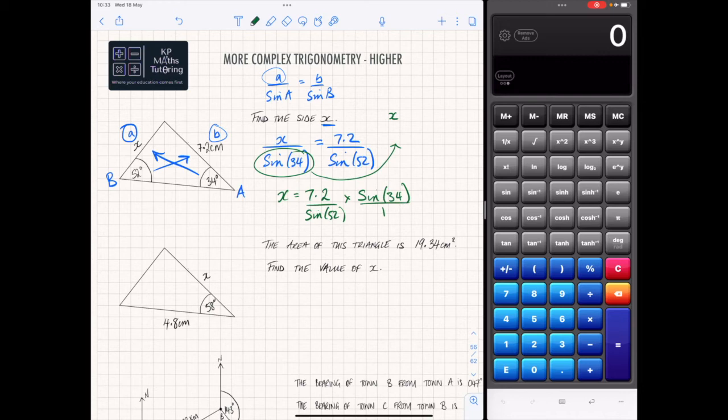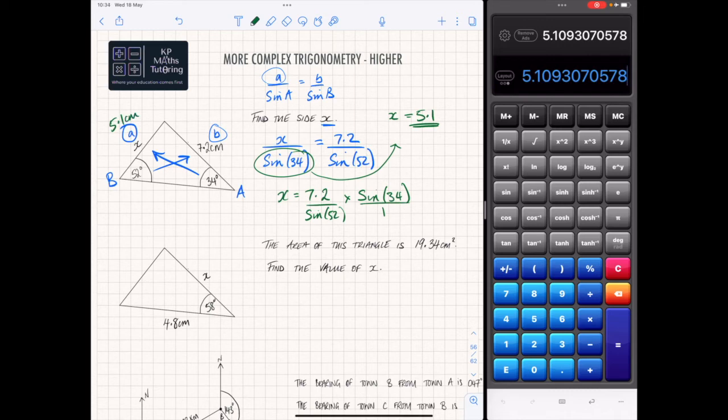If I work that out on my calculator again, I'm going to have to use the brackets. So I'm saying brackets 7.2 times sin 34. So that's the top part of my fraction, divided by sin 52. And then close my bracket. I end up with 5.1. So 5.1 would be my answer, 5.12 if it was to 2 decimal places. So x would be 5.1 centimeters.